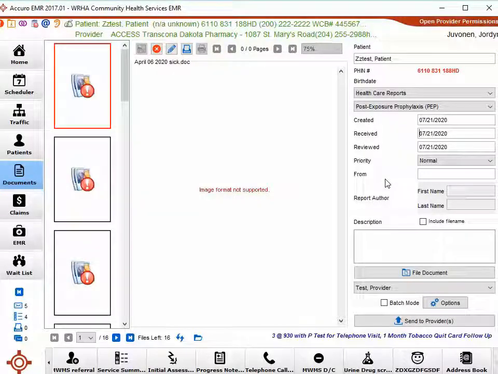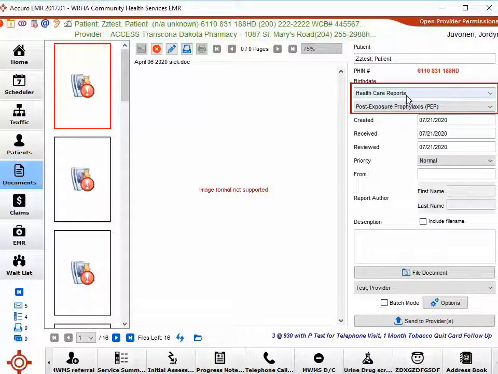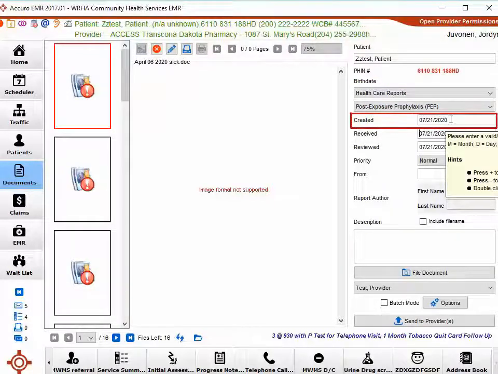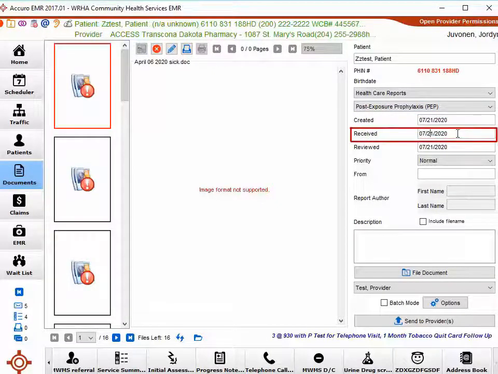For both the urgent care and emergency departments, an initial assessment of blood and body fluid worksheet and discharge summary documents will be entering the documents queue. Upon receiving these documents, set the type to Healthcare Reports and select the subfolder as Post-Exposure Prophylaxis, PEP. The created date shall be the date the document was actually created, and the received date should be the date that it was received into the clinic.